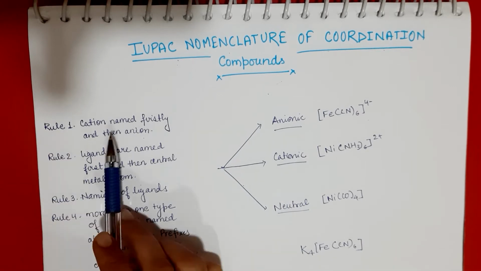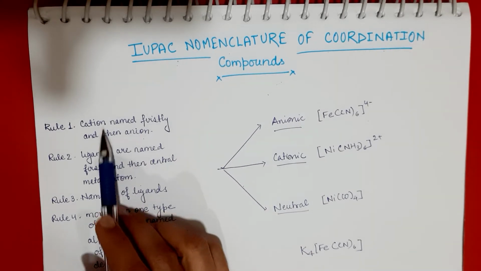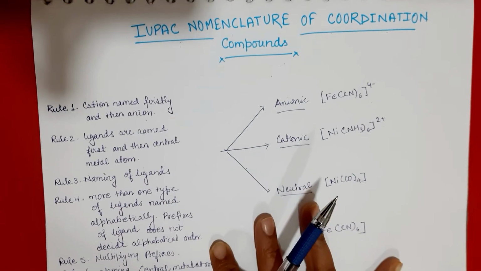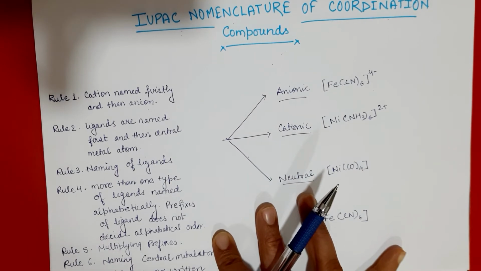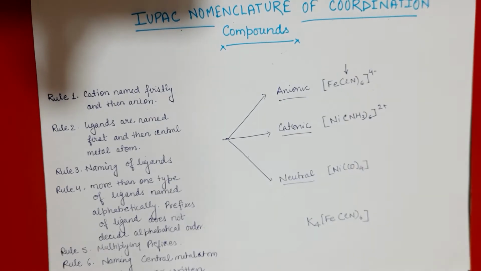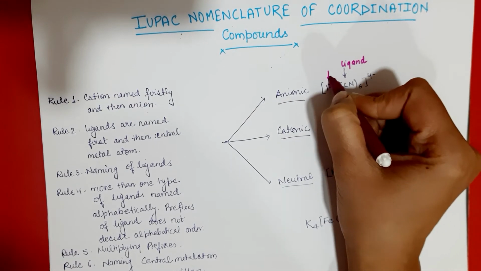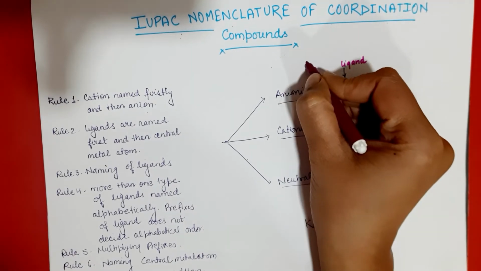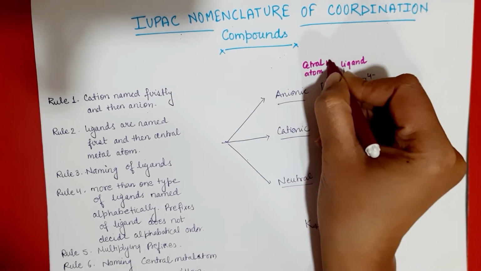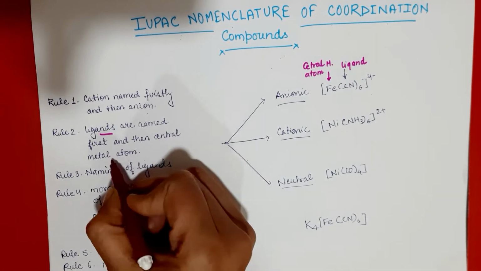This is your first rule: the cation is named first and then the anion. So you first have to identify the cation and anion, and name the cation first. The second rule is that ligands are named first and then the central metal atom. As you know, in a coordination sphere, this is the ligand, and this is the central metal atom. So ligands are named first and then the central metal atom.